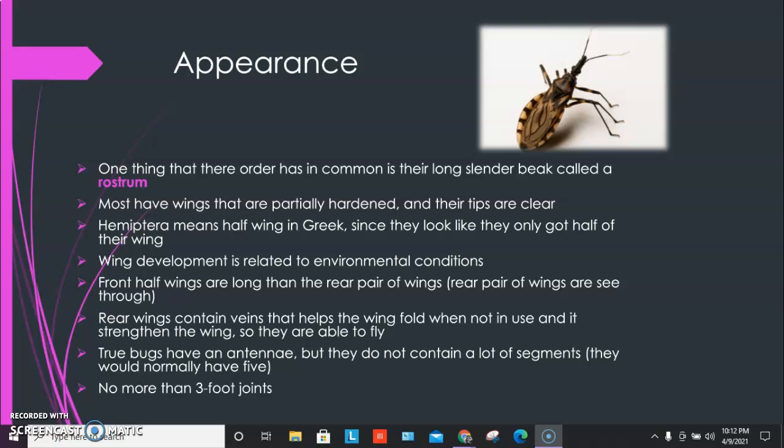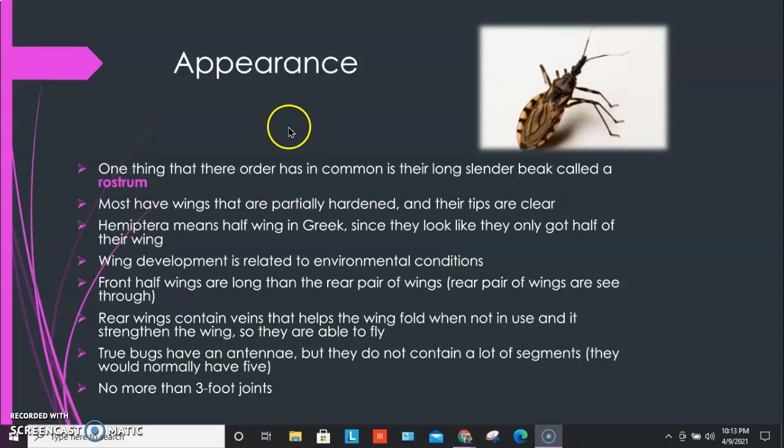The front pair of wings is longer than the rear pair of wings. The rear pair of wings is mainly see-through. The rear wings have veins that help the bug fly, and also help them fold their wings when they're not using them. True bugs also have antennae, but they do not contain a lot of segments. They normally have about 5 for their antennae, and no more than 3 foot joints.